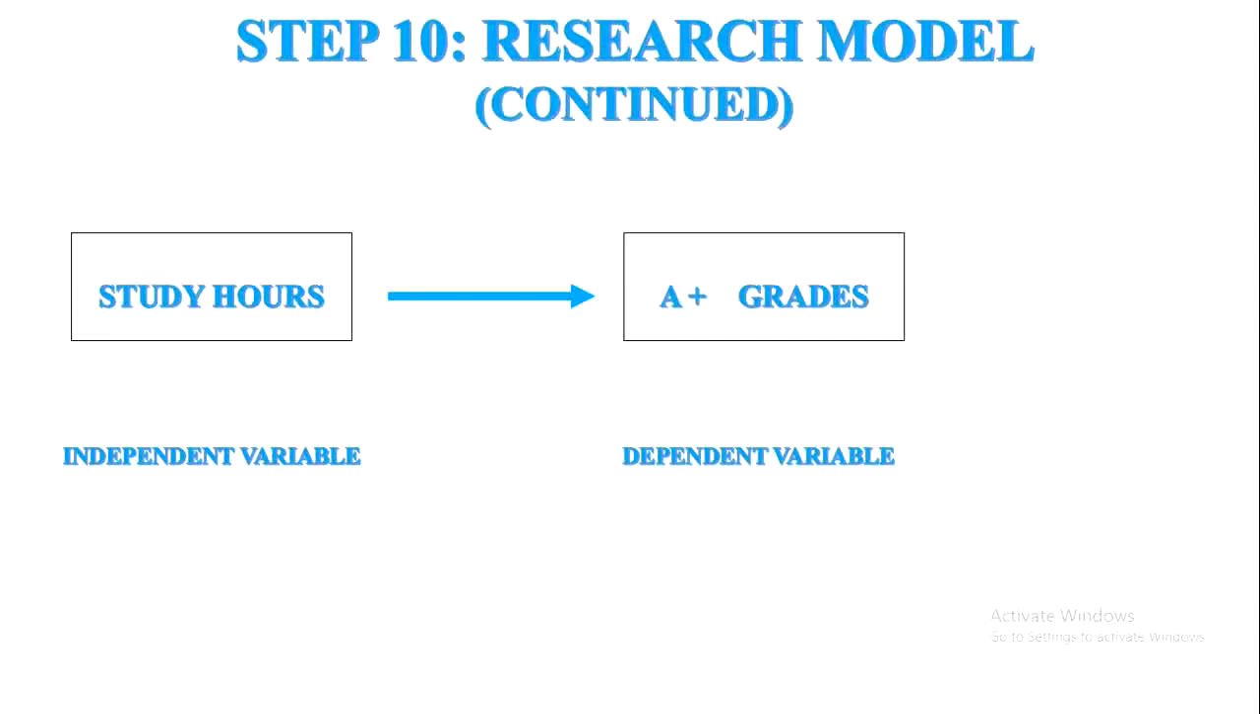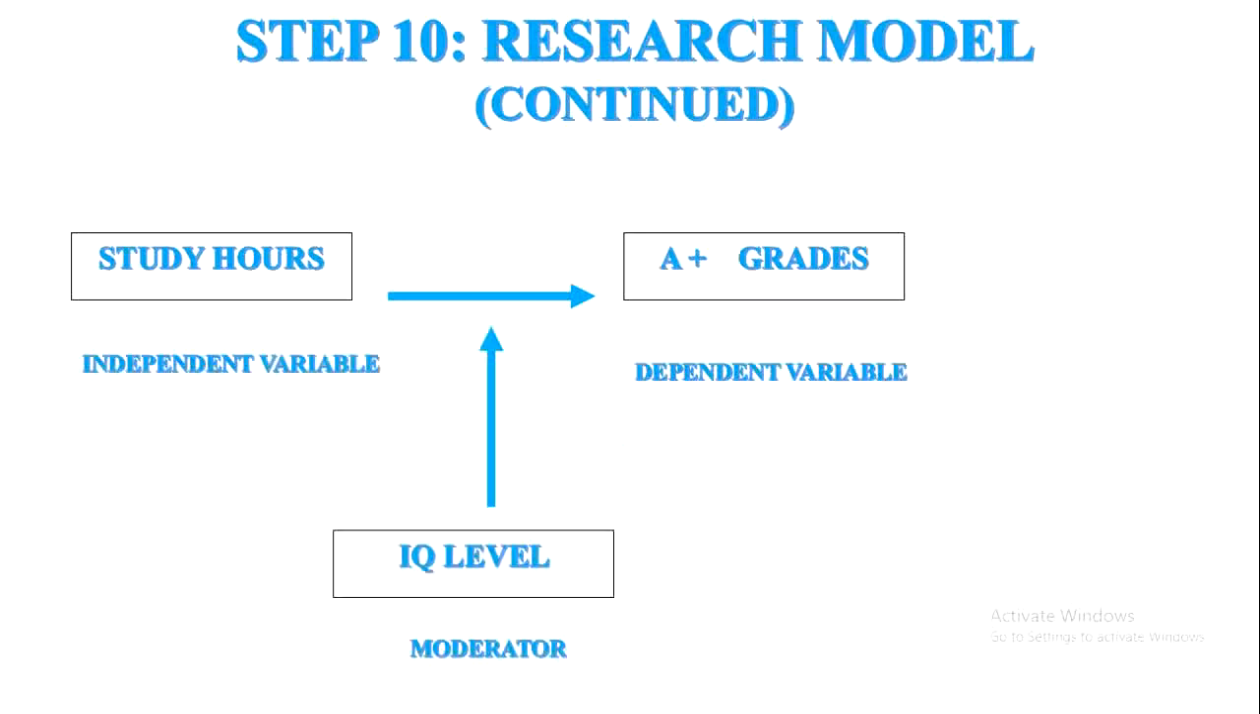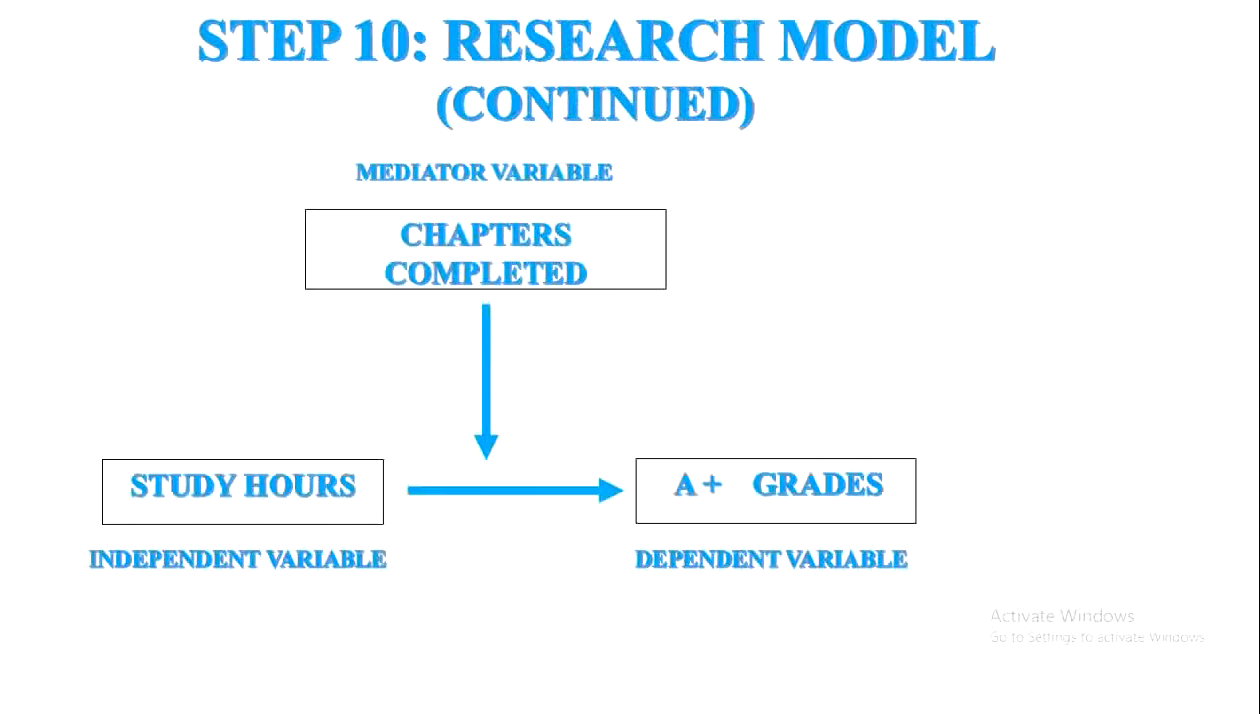Next is research model example. A simple research model example is study hours as the independent variable, and the dependent variable on study hours is your grades. What grades are you getting? Your grade depends on your study hours, how many hours you are studying. Let's take an example of a moderator. IQ level is the moderator in your relationship between study hours and A plus grades. Then moderator comes into the model. For the mediator, for example, your independent variable is study hours and your dependent variable is A plus grades. But in this relationship, how many chapters you complete will be part of your mediator.